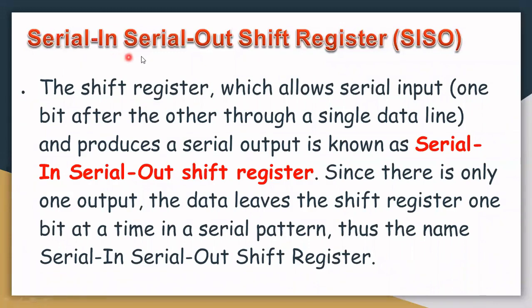Next is the serial in, serial out shift register, SISO. The shift register which allows serial input, one bit after the other, through a single data line and produces a serial output is known as a serial in, serial out shift register. Since there is only one output, the data leaves the shift register one bit at a time in a serial pattern. Thus, the name serial in, serial out shift register.